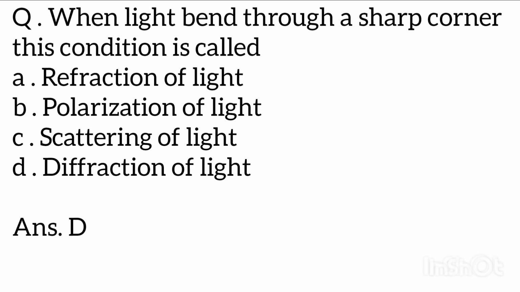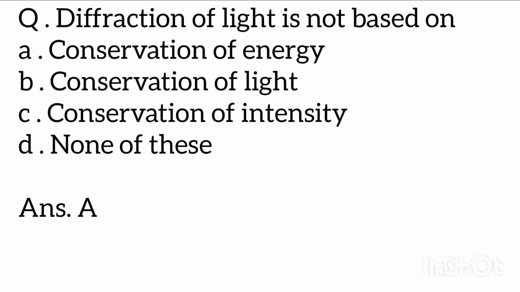Next question. When light bends through a sharp corner, this condition is called option A diffraction of light, option B polarization of light, option C scattering of light, option D diffraction of light. So the answer of this question is option D, diffraction of light. Next question. Diffraction of light is not based on option A conservation of energy, option B conservation of light, option C conservation of intensity, option D none of these. So the answer of this question is option A, conservation of energy.